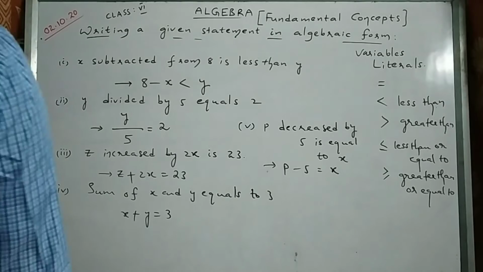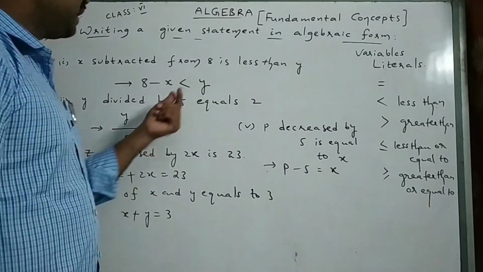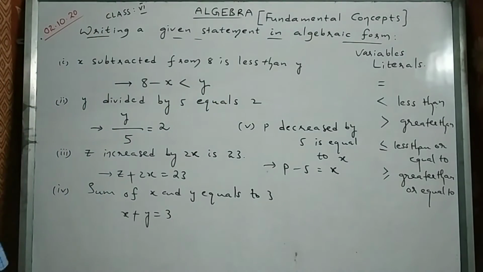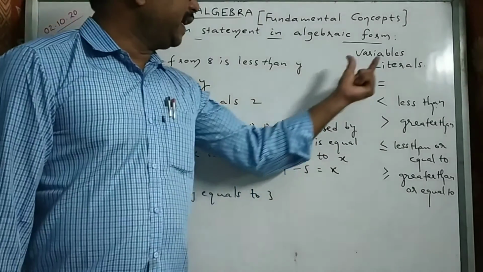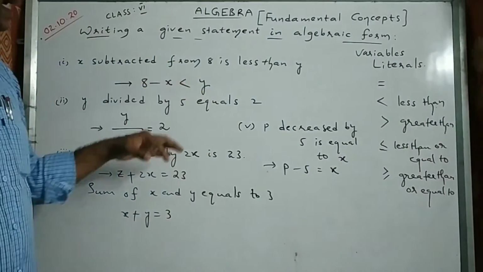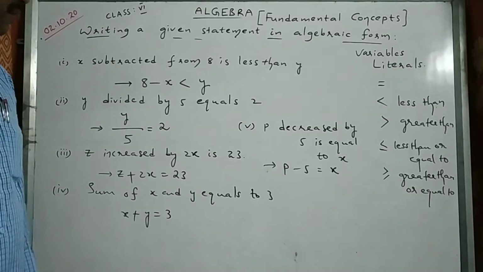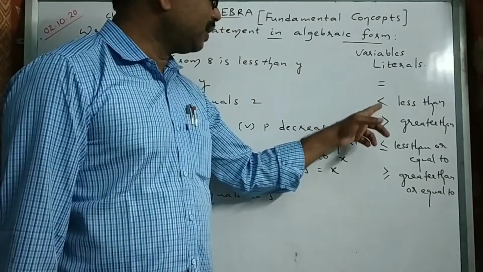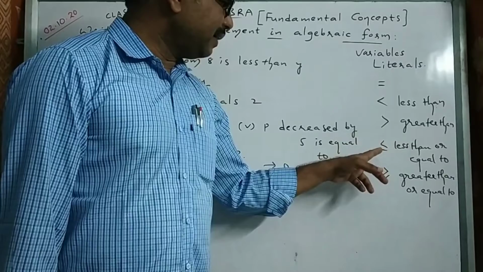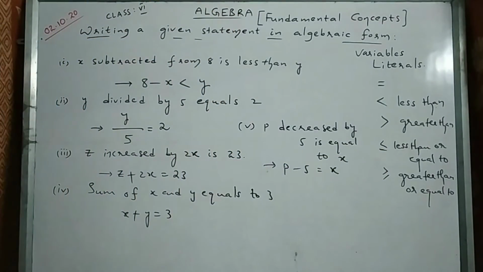So this is the way when we are given a statement, we can write it in symbolic form. So that is called algebraic form. Okay. So in algebra, we are going to use variables or literals as alphabets x, y, z, p, q, r, l, m, n, like that we will use. So the symbols we are going to use are: equal to, less than, greater than, less than or equal to, greater than or equal to. Okay, learn this.